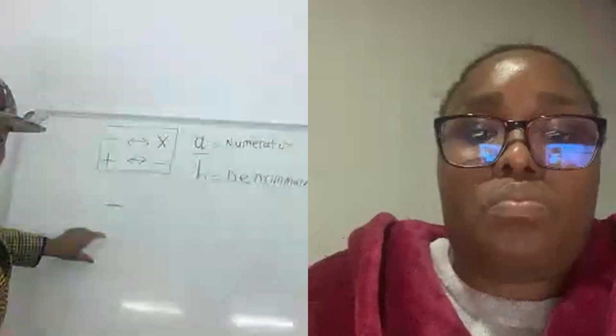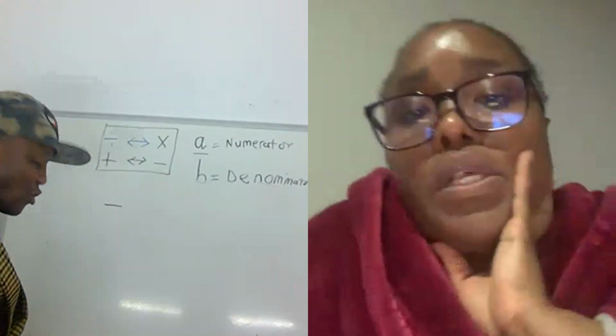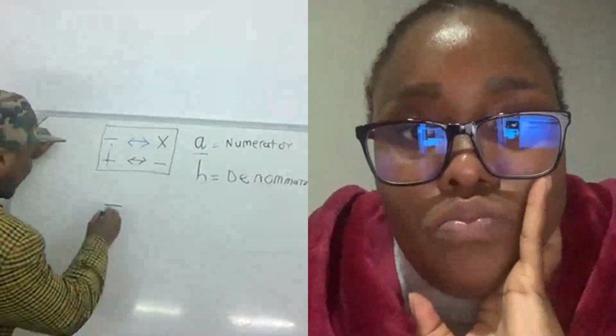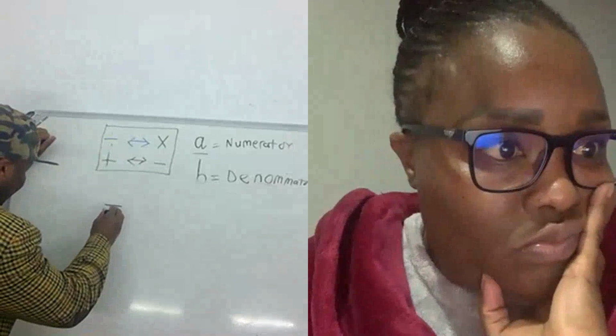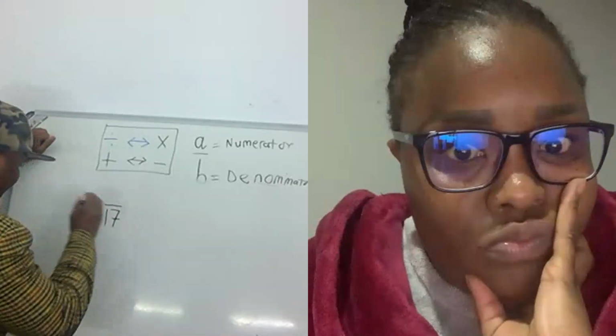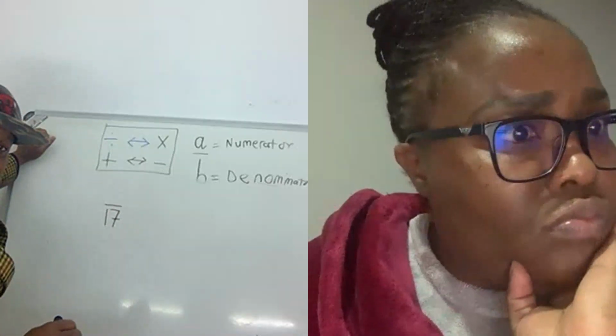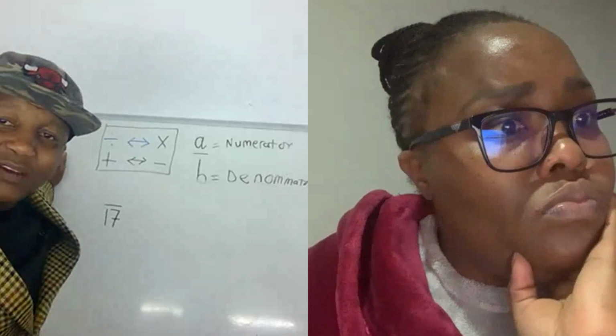Any fraction has a top number and a bottom number. Are you with me? So let's say here, denominator 17. The denominator means a fraction. Do you understand the math?